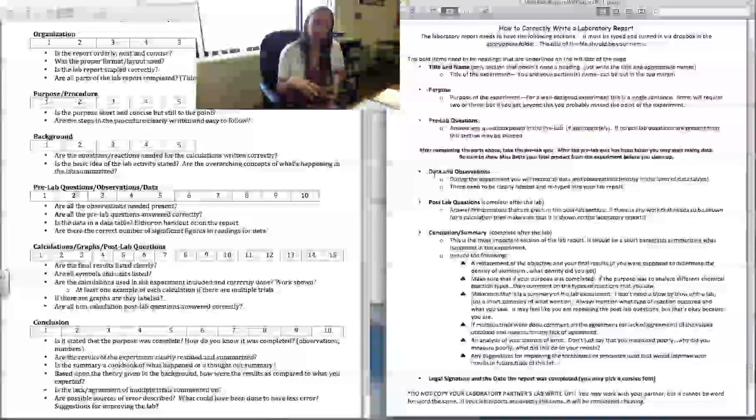Okay, after that, then you're going to have your post-lab questions. These are questions that are given in the post-lab section. If there's any work that needs to be shown for a calculation, make sure it's shown here. Make sure you show me your work. How did you get from A to B?